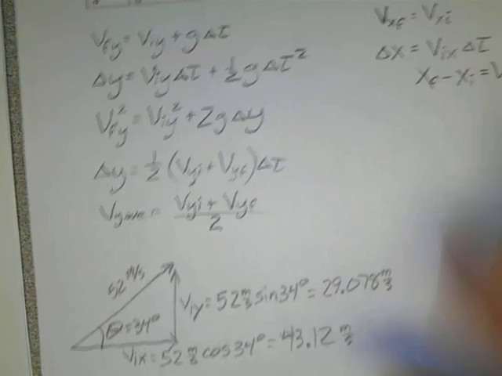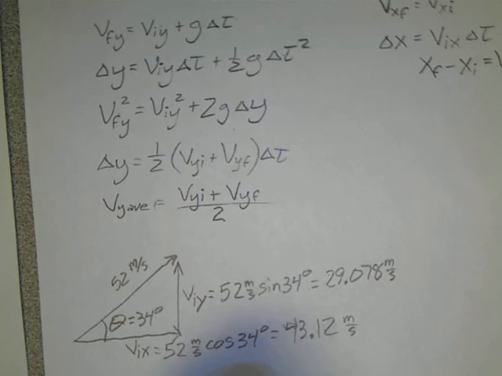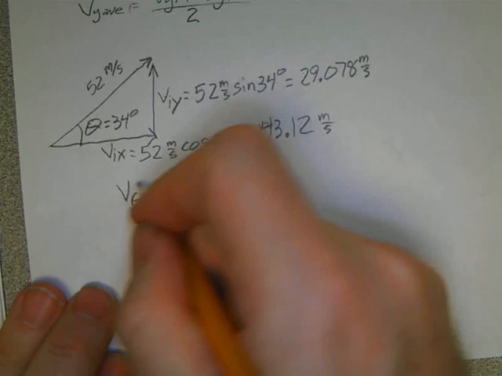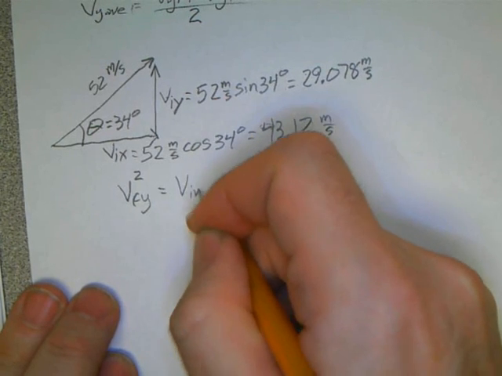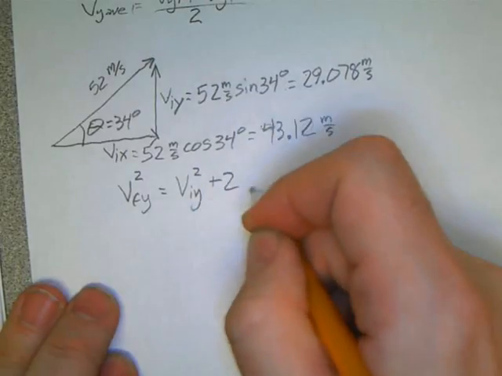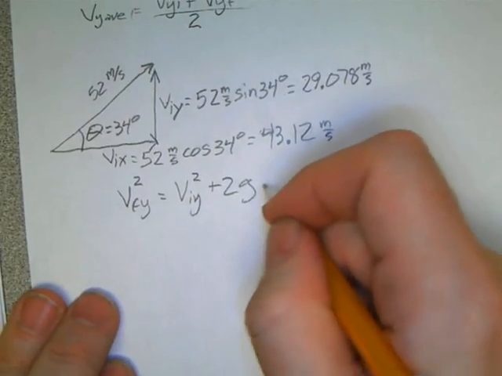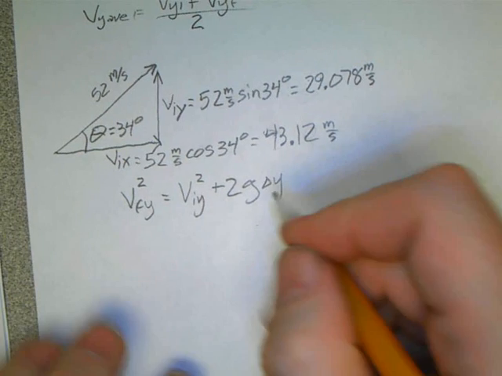So using final velocity in the y squared is equal to initial velocity in the y squared plus 2 times gravity times the change in y. And I'm going to get change in y by moving everything else over.